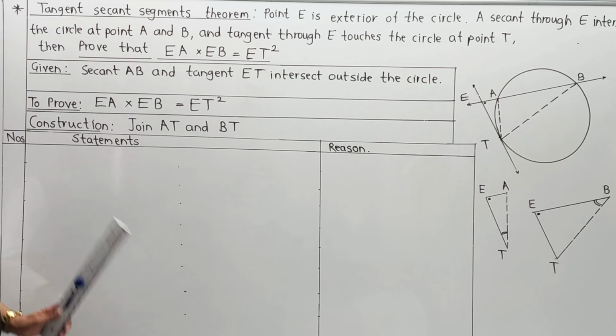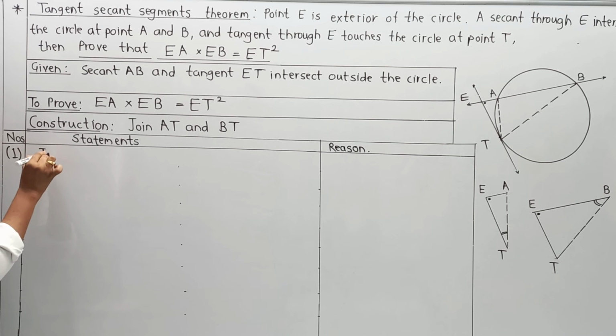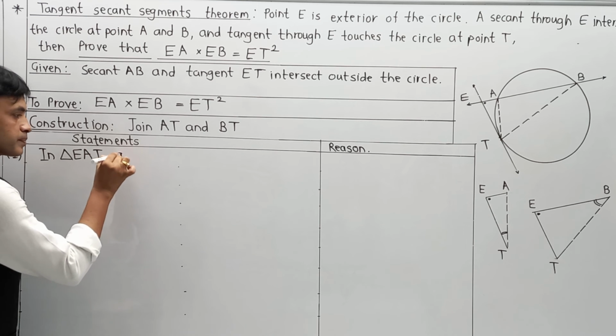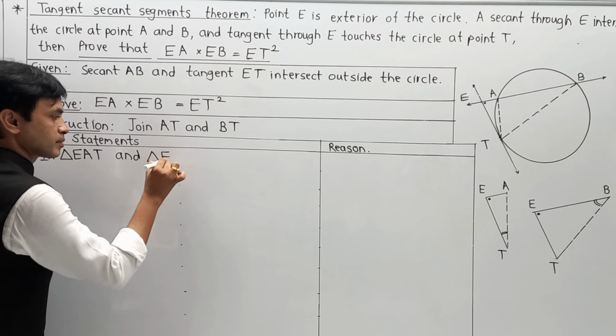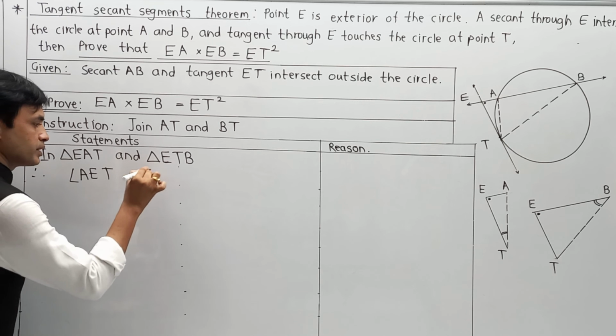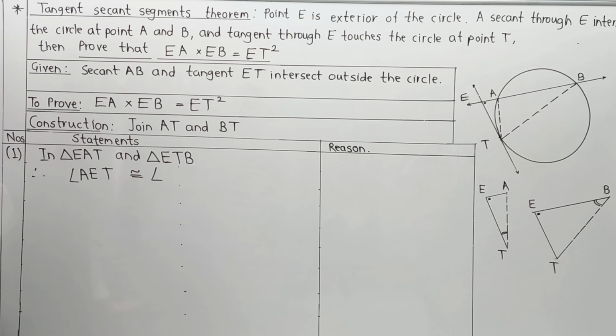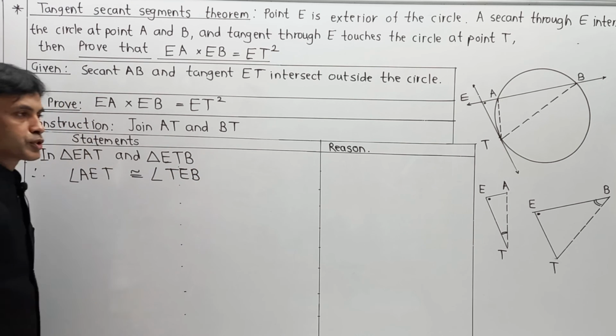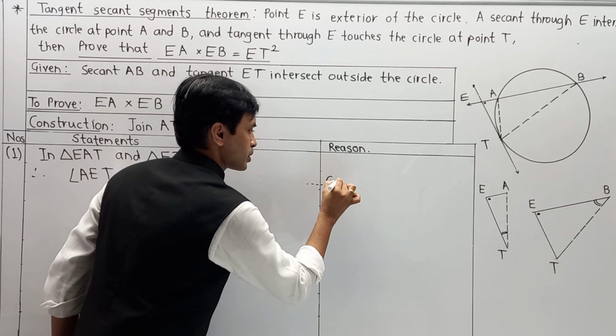Now one by one, we are going to start from triangle EAT. So the part is, in triangle EAT and in triangle ETB, first angle AET is congruent with angle TEB. The reason is common angle or same angle, so I am going to write it as common angle.